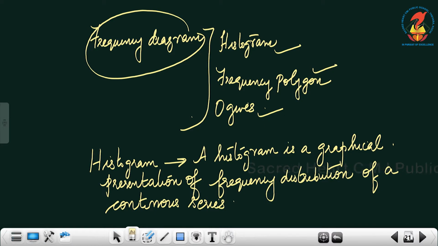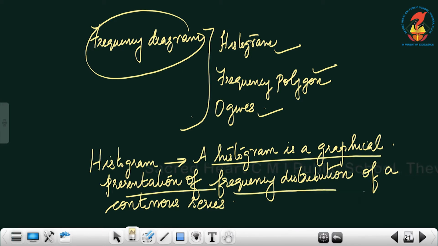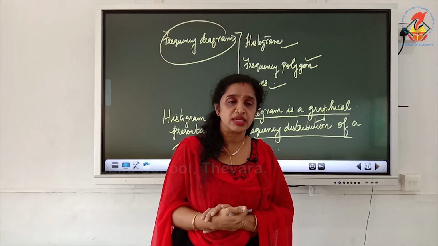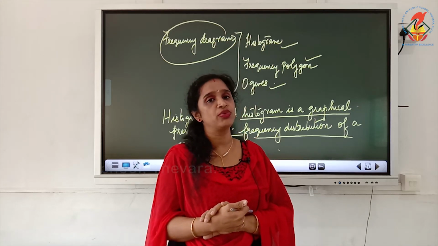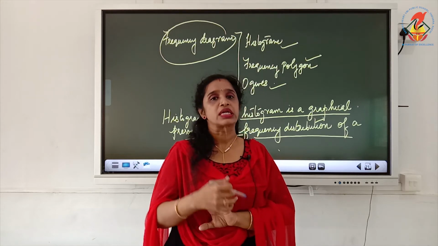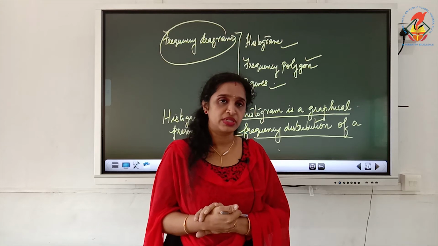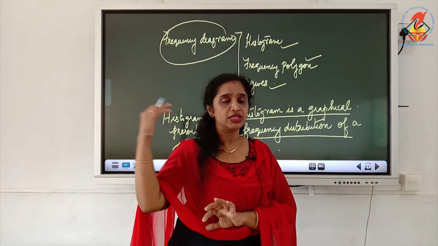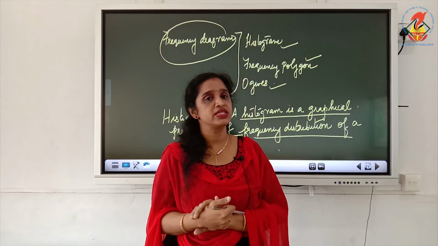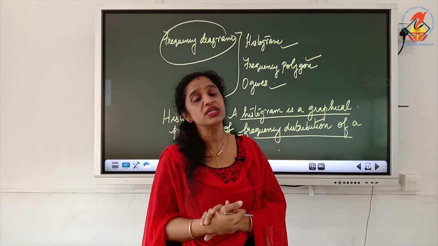What is a histogram? A histogram is a graphical presentation of data of frequency distribution of a continuous series. You know what is a continuous series? The data given in the form of class intervals which assumes a range of values is known as continuous series. So, when your data is given in the form of a class interval, we call it a continuous series. In continuous series, you will be having the frequency. For such data, when we represent it in the form of a diagram, we call it a histogram.